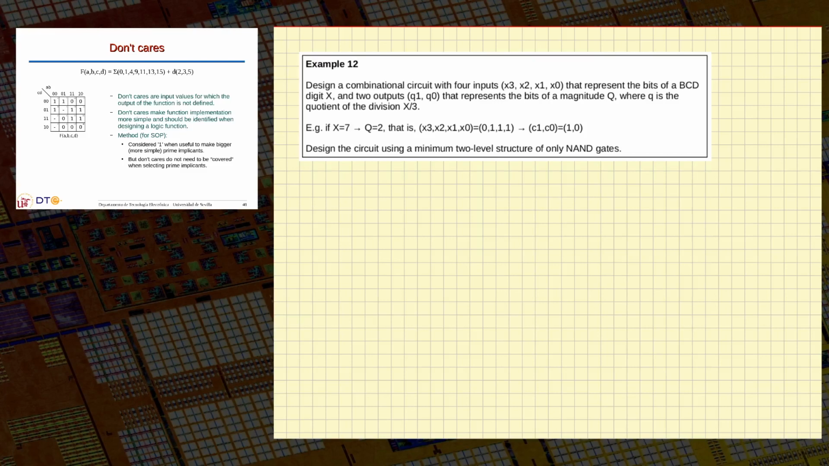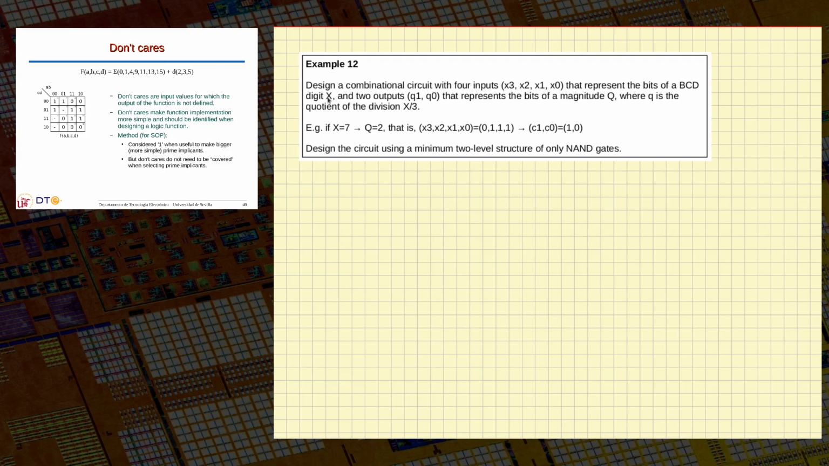In this video, we are going to see another combinational circuit design example. And in this case, we introduce the use of don't cares in a function and how it can help simplifying the solution.